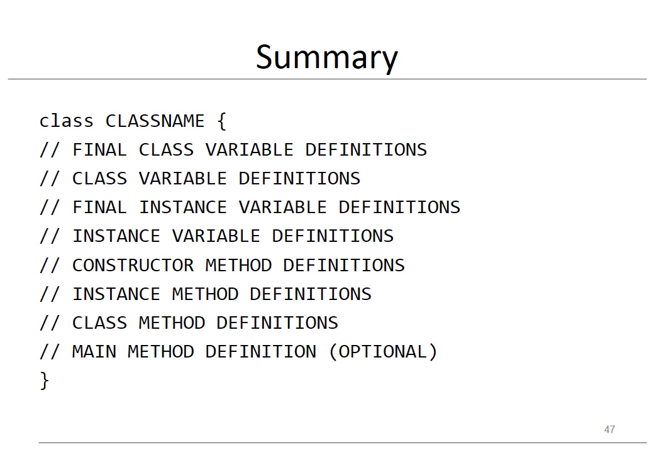We can now finish our discussion on classes, objects, variables, and methods. Our class skeleton definition thus looks as represented here. It starts with the final class variable definitions, followed by the class variable definitions, final instance variable definitions, instance variable definitions, constructor method definitions, class method definitions, and an optional main method definition.